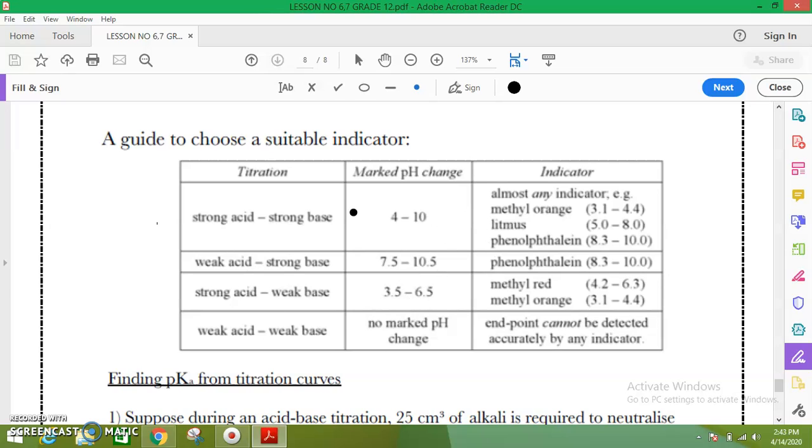And this table is very important. Please memorize this table, all of you, and these indicators are fixed. No need to change them. These are fixed indicators for particular types of titration. Thank you very much. Hope you will understand. In the next lesson we will start on finding the pKa from titration.